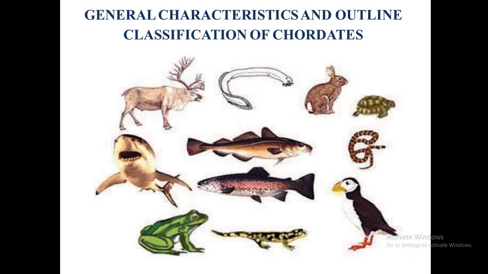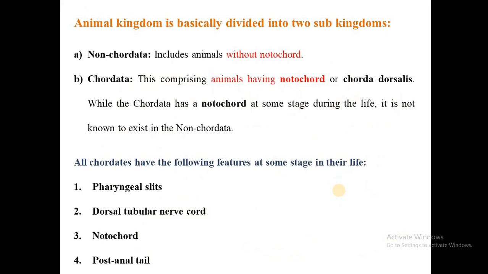So today we will be discussing the general characteristics and outline classification of chordates. So let us start. We all know that the animal kingdom is basically divided into two sub-kingdoms, that is non-chordate and chordate. Non-chordates include all animals which are without a notochord, and chordate animals are those which have a notochord. The very important thing we should know about chordates is that all chordates have the following features at some stage in their life.